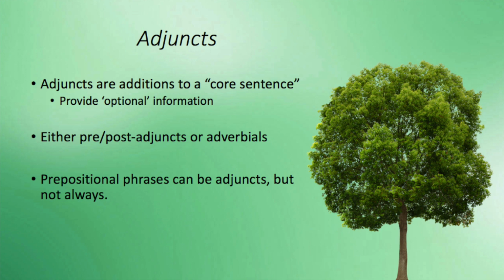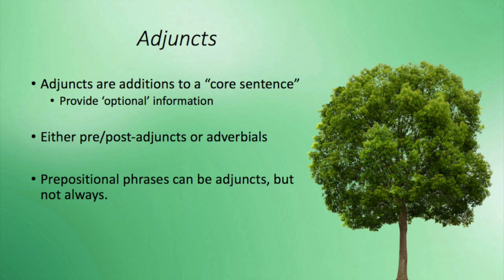So I used an image here of a tree to demonstrate that. For example, the trunk would be the core sentence, and the branches and the leaves are the different adjuncts because they're branching out. But even when all the leaves have fallen off of a tree, it's still a tree, right?